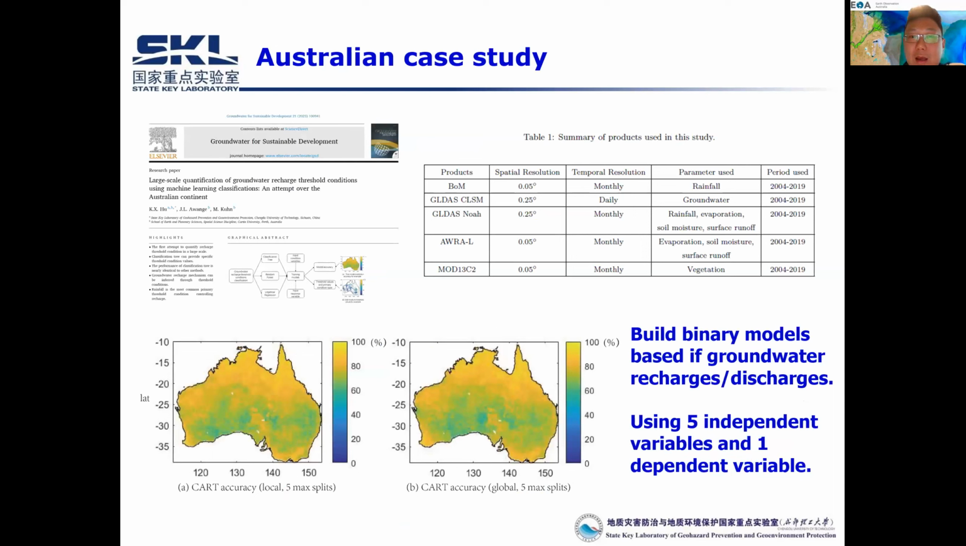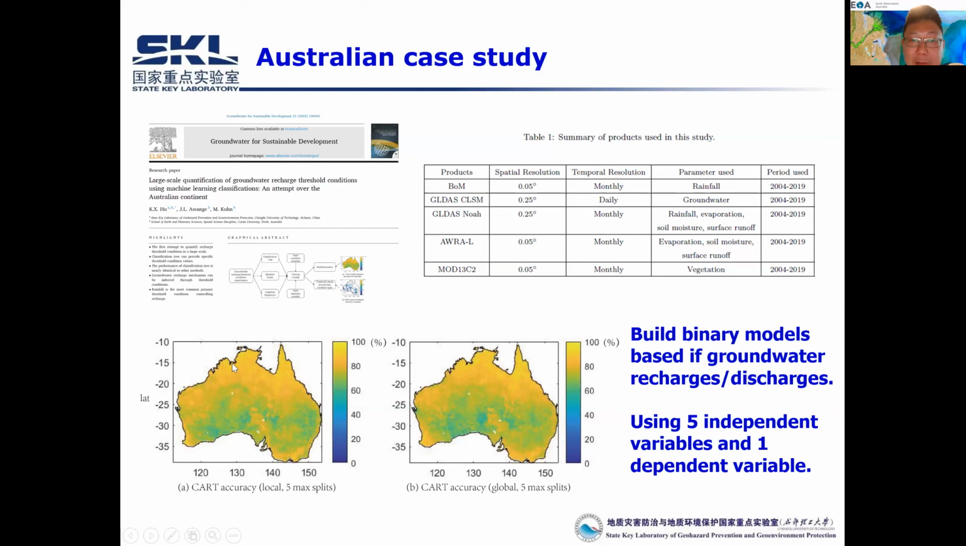Currently, we already have one initial study for the Australia case. We built a very simple binary model based on whether groundwater recharged or not, and we used 5 independent variables as training data, including rainfall, evaporation, soil moisture, surface runoff, and vegetation, and one dependent variable, which is groundwater. Here every pixel is an independent model for groundwater.